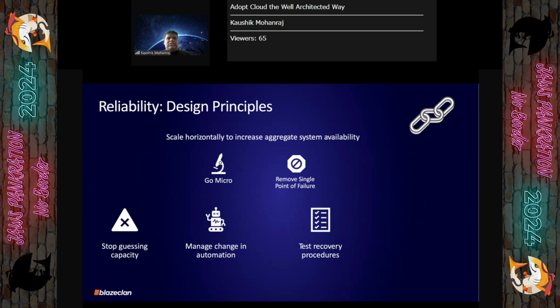And all the DR setup that you have, ensure you're testing those procedures, testing people's knowledge, testing the technology, and all of that. And finally, automatically recover from failure so that it can be done in a non-human intervention way to ensure it is reliable. Your downtime is as low as possible, right? So these are the 5 design principles that are there.